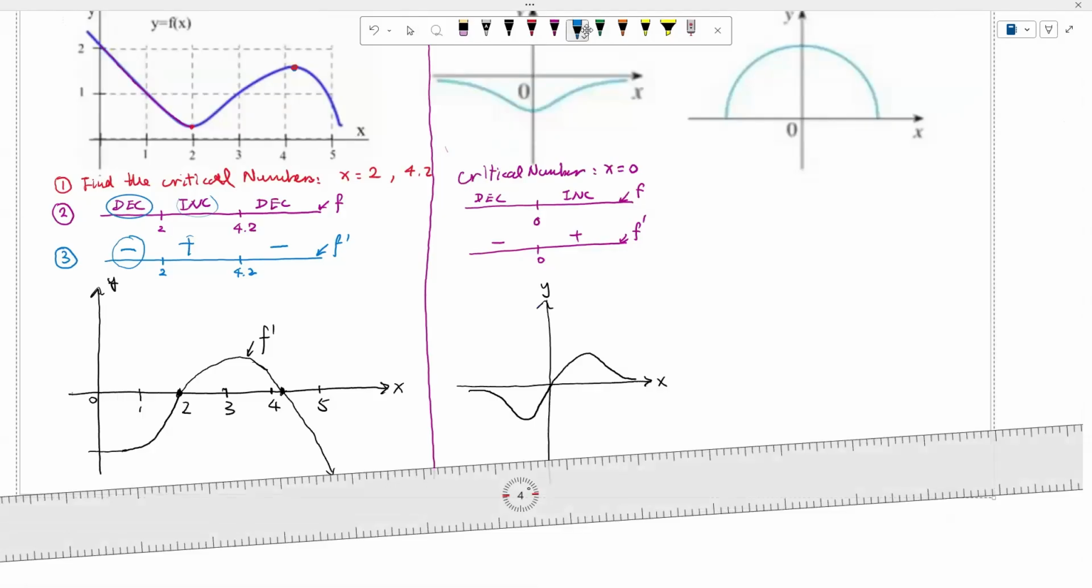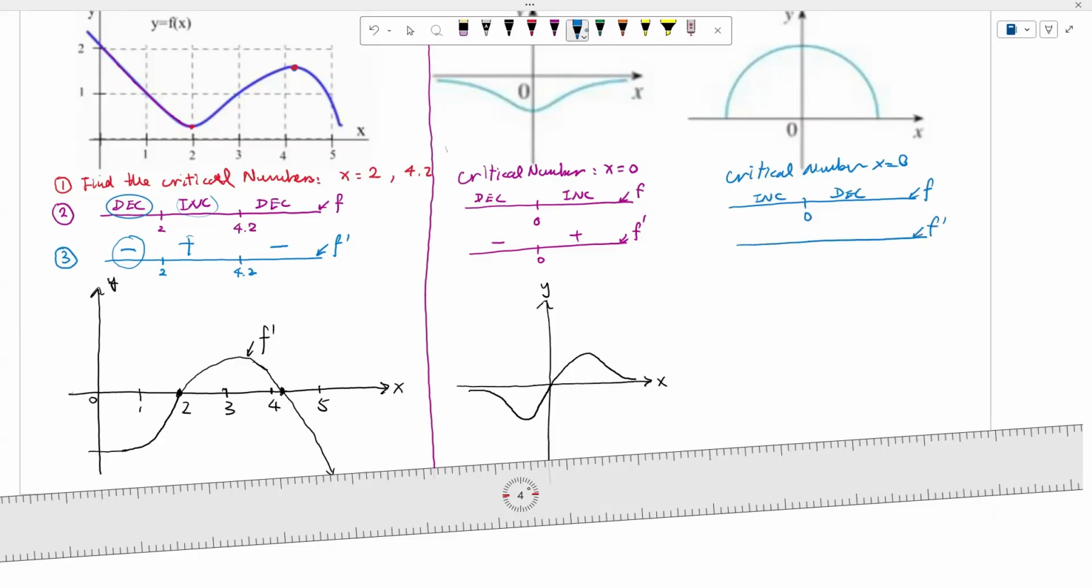So the last example. Again, my critical number is x equal to 0. For f, it is from increasing to decreasing. So for f prime, it is from positive to negative, meaning the function will go from above the x-axis to below the x-axis now.